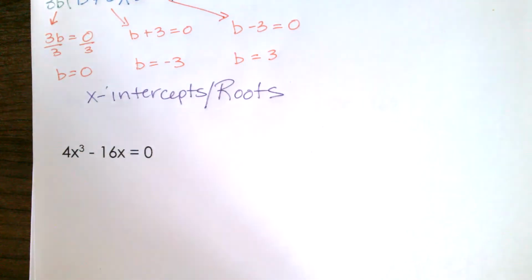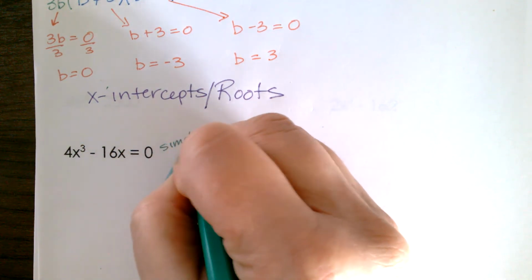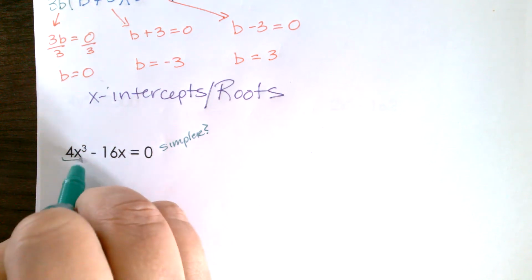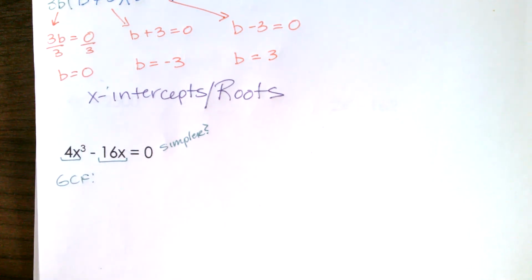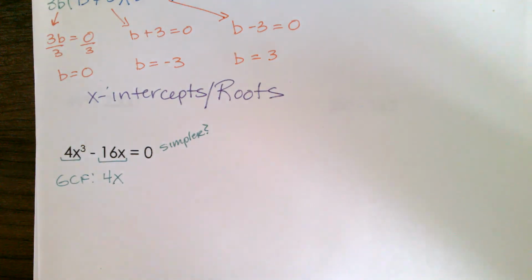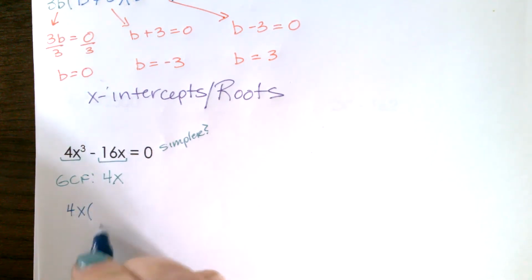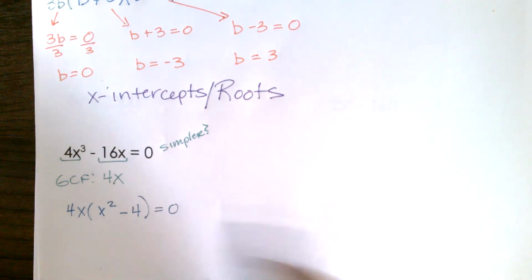Okay, let's try another one that's very, very similar. First question, can we make it simpler? Oh, yes. When I look at the first term and the second term, I notice there is a greatest common factor. My greatest common factor would be 4x. So I will distribute backwards. I'm going to take out 4x, leaving me with x squared minus 4 equals 0.